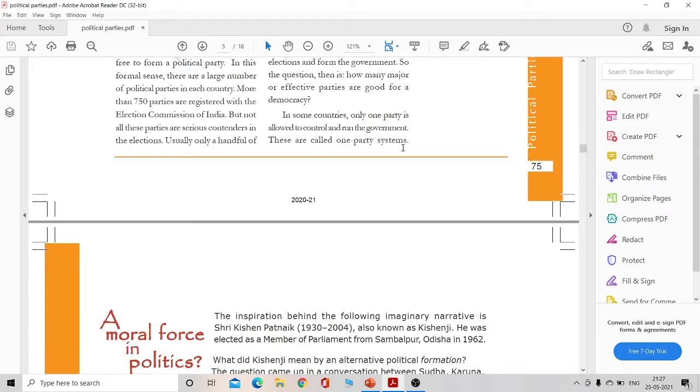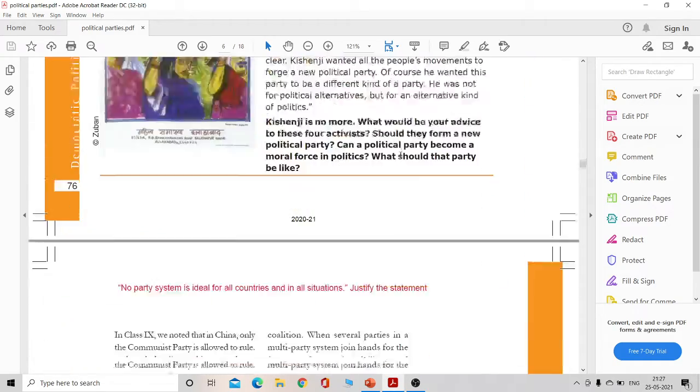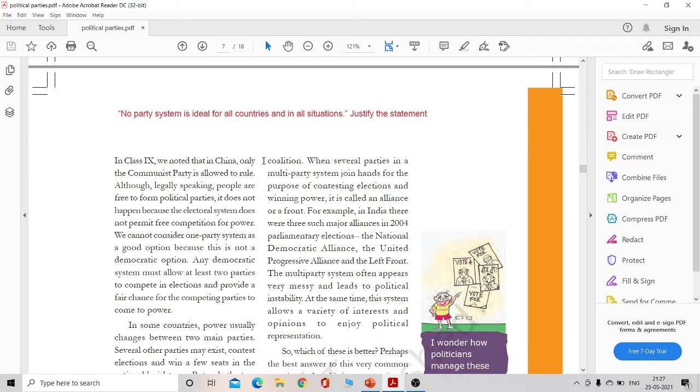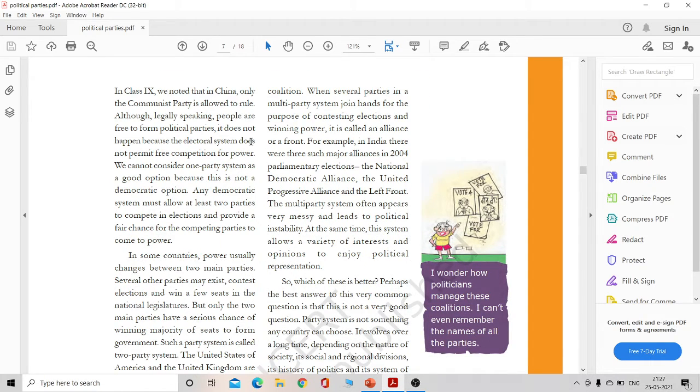right? Now, another question that comes as a very important 5 marker question. No party system is ideal for all countries in all situations. Justify the statement, right? Here, because the question says all countries, you cannot just give India's example. Here we see that many countries' examples are given.